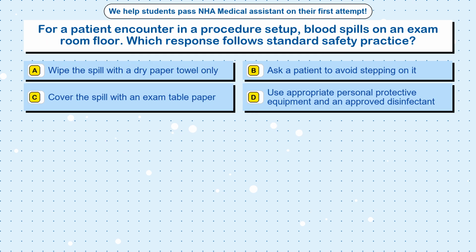Question 35. For a patient encounter in a procedure setup, blood spills on an exam room floor. Which response follows standard safety practice? Option A, wipe the spill with a dry paper towel only. Option B, ask a patient to avoid stepping on it. Option C, cover the spill with an exam table paper. Option D, use appropriate personal protective equipment and an approved disinfectant.